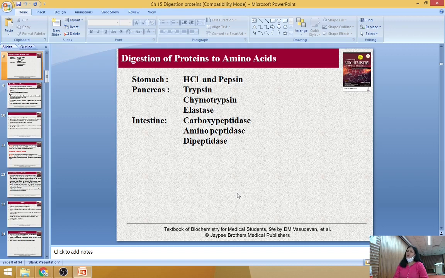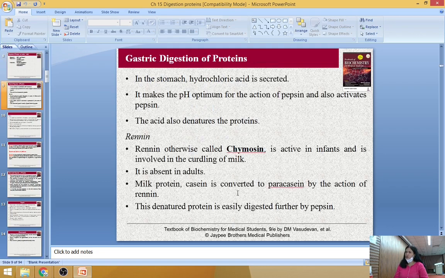Clear? Now when this denatured protein reaches the stomach, what will happen? This HCl, anyone who knows the cell which is responsible for the synthesis of HCl? What type of cells will synthesize HCl? Anup? Parietal cells. Okay. Parietal cells secrete hydrochloric acid. Clear? And pepsin is secreted as pepsinogen because all the proteolytic enzymes are secreted in zymogen form.